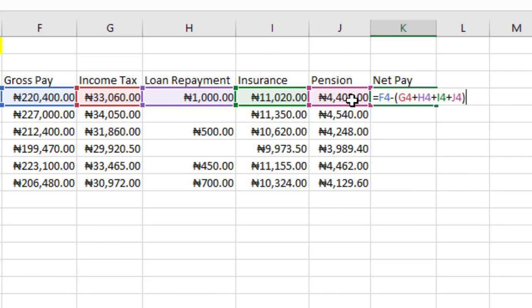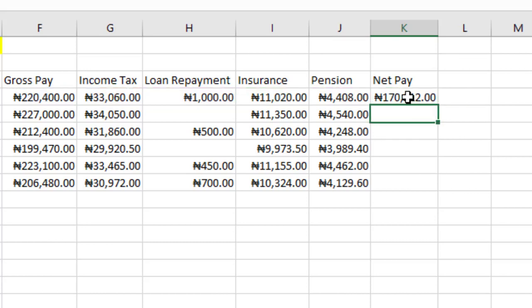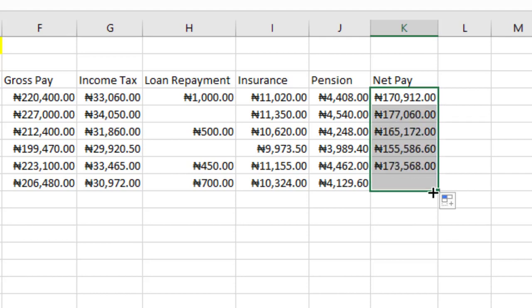So we now hit the enter key. So this is the final take home, the net pay of John Igwe. So we drag down for every other person. So this is just how to prepare a simple payroll system.